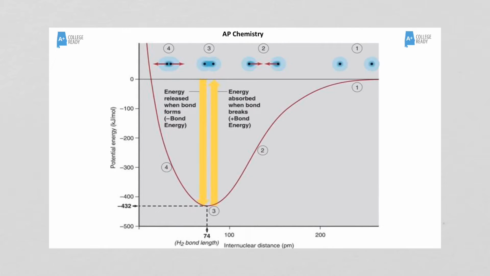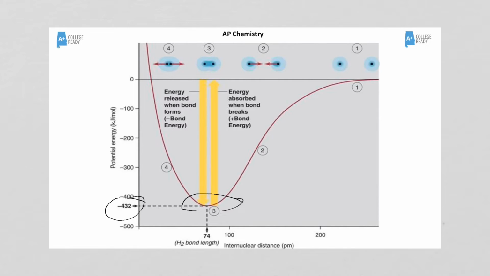This graph represents a covalent bond forming. Again, anytime bonds form, any type of bonds form, it's because there's an energy advantage to that. Energy is released when bonds form. So anytime you see this valley graph, always look for the lowest point. That will tell you the bond energy or the energy that's actually released.